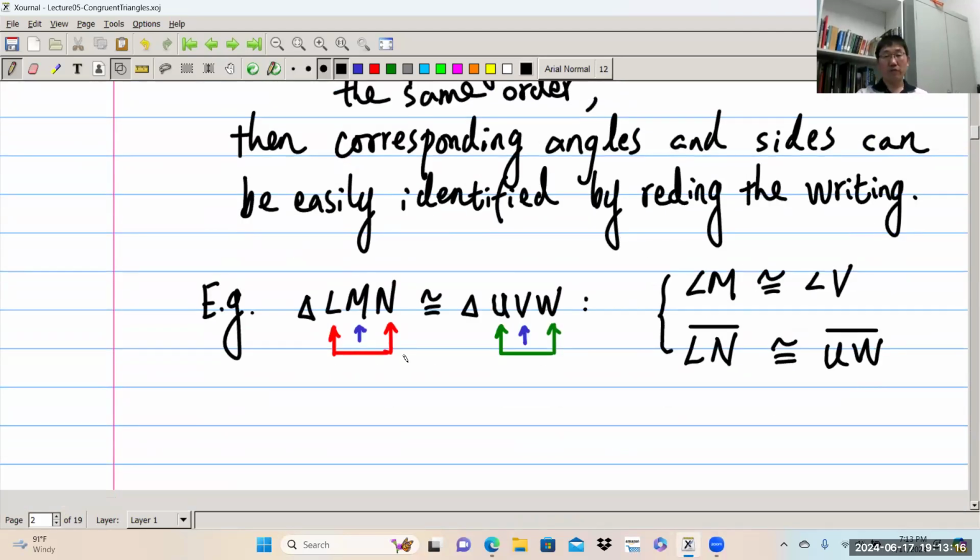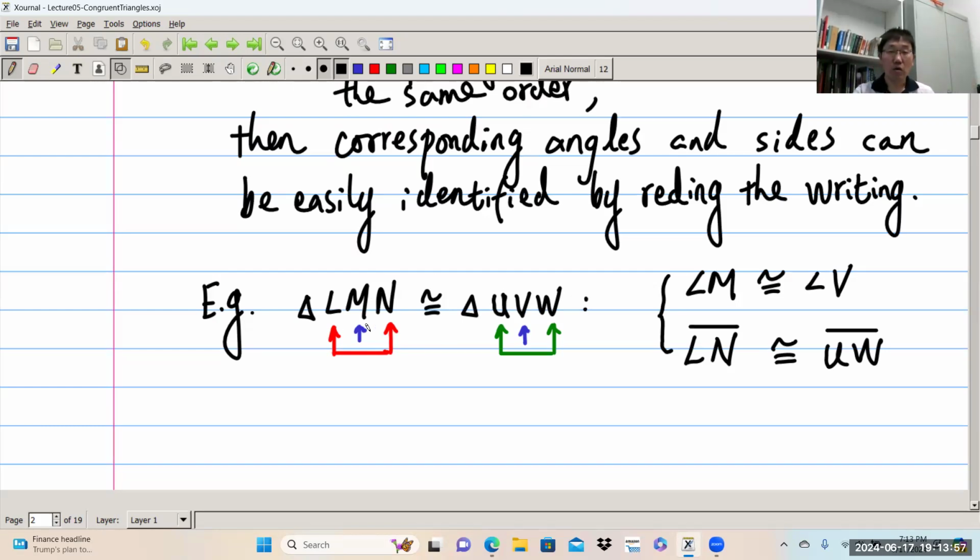For example, suppose I write down this congruence relationship: triangle LMN is congruent to triangle UVW. I do not even need to look at those triangles. I can immediately know angle M corresponds to angle what? Angle V. Do you see that? Because M is the second letter at the left-hand side, and V is also the second letter at the right-hand side. So vertex M corresponds to vertex V. That means angle M corresponds to angle V, and they are congruent angles.